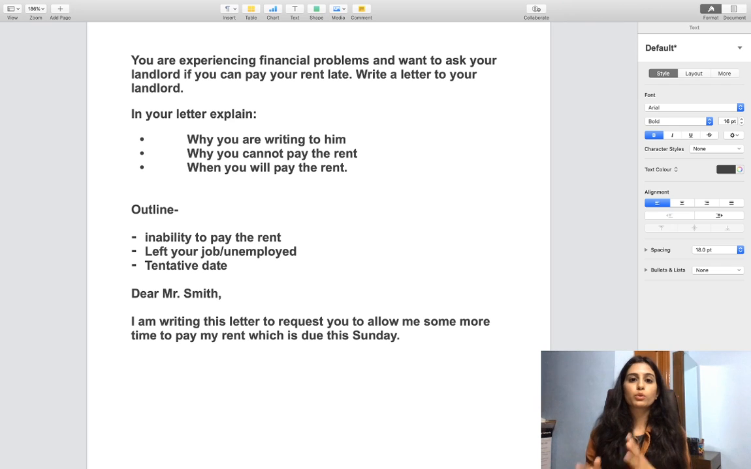So you were supposed to pay the rent by this Sunday, but because of some reasons or some circumstances or situation, you are unable to do so. So we are going to now write a letter and build up on the 3 bullet points that are given to us. So I'm writing this letter to request you to allow me some more time to pay my rent which is due this Sunday.